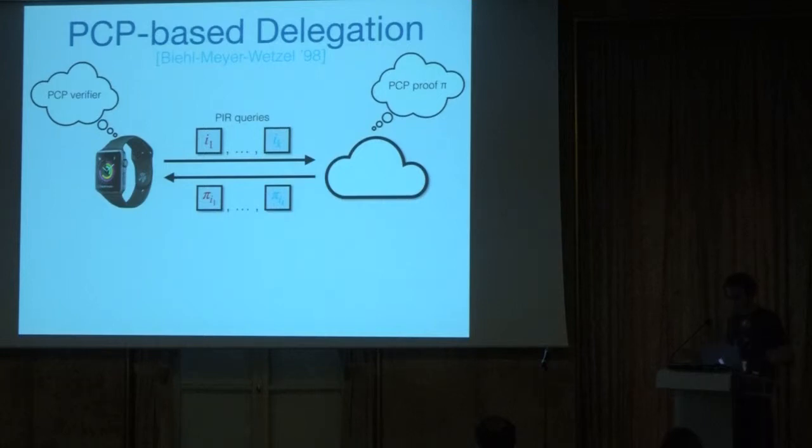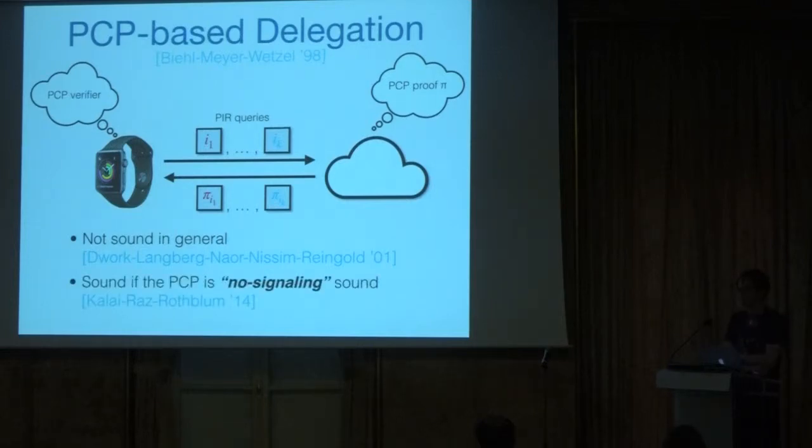This would be completely unsound, but the heuristic is to hide which symbols the verifier is actually interested in using a private information retrieval protocol. So this heuristic is, in general, not going to be sound, but it actually turns out to be sound if the PCP satisfies a stronger notion of soundness called no signaling soundness. And in the context of caring about the prover efficiency, what matters here is how long it takes to generate the entire PCP proof string.